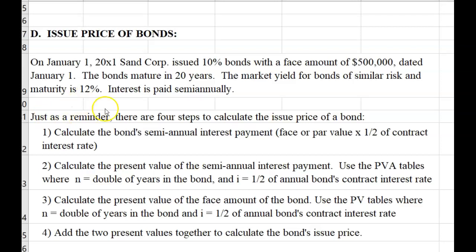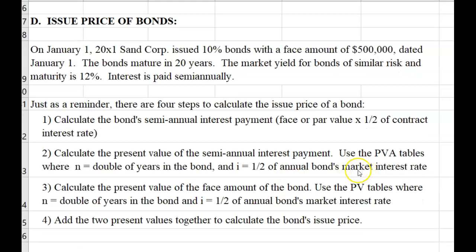Here is a reminder that there are 4 steps to calculate the issue price of a bond. First, calculate the bond's semi-annual interest payment. That is the face or par value of the bond times 1/2 the contract interest rate. Second, calculate the present value of the semi-annual interest payments using the present value of an annuity table where N equals double the years in the bond, in this case it'll be 40, and I equals half of the bond's market interest rate. 3.